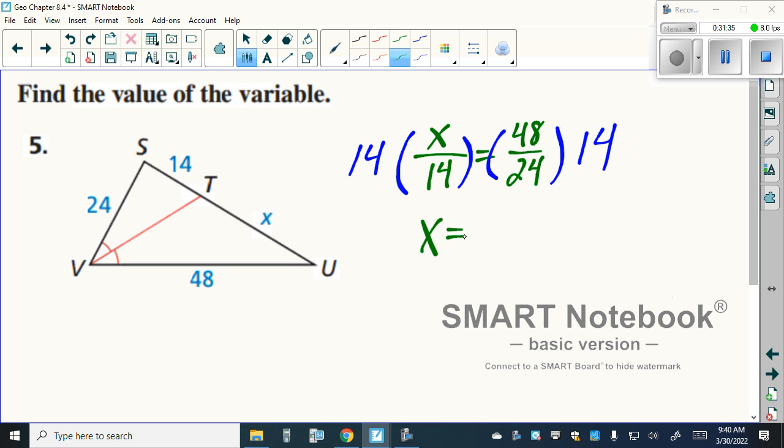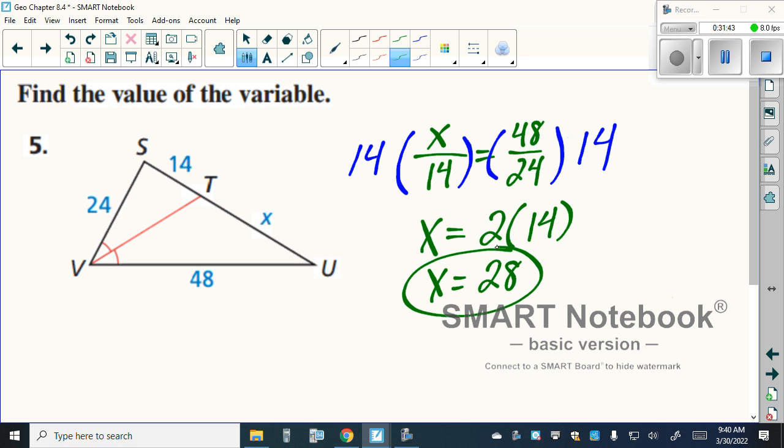So our x is equal to, well, we could say 2 times 14, so x is 28. Because when we compare 24 to 48, we're just multiplying by 2, so 14 can be multiplied by 2 as well. Because that 2 is just our scale factor. When we're comparing the other sides, we're just finding the scale. Any other questions on this here?